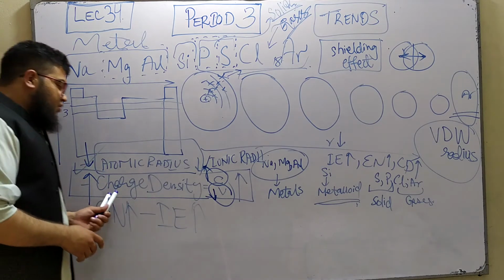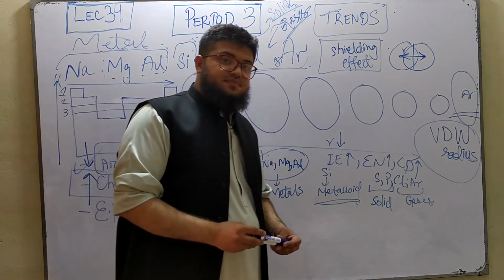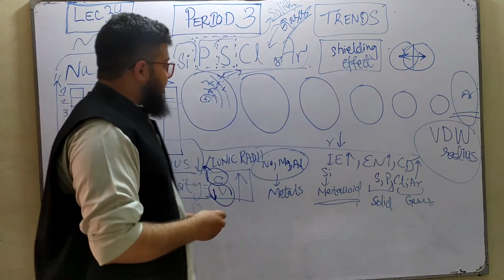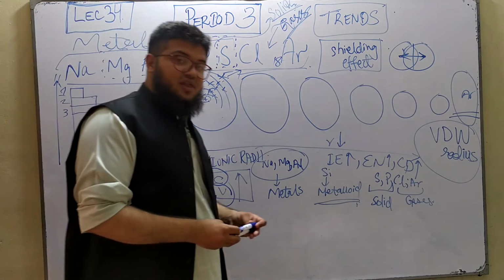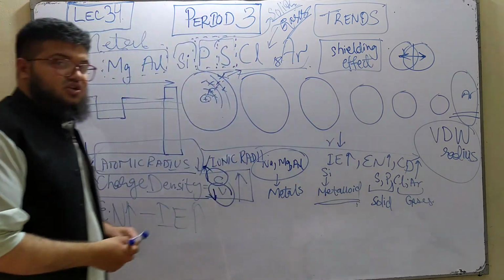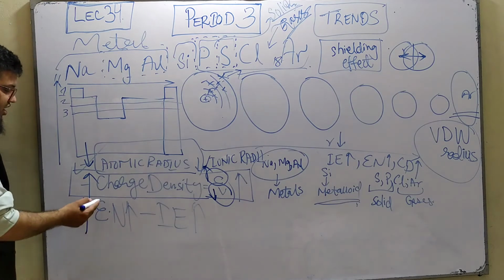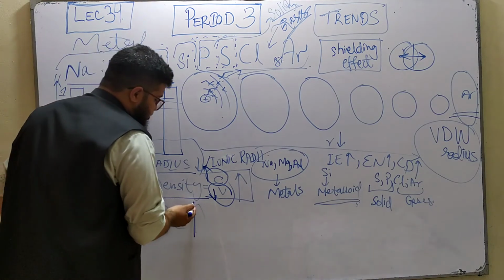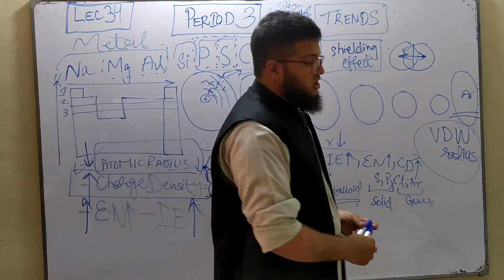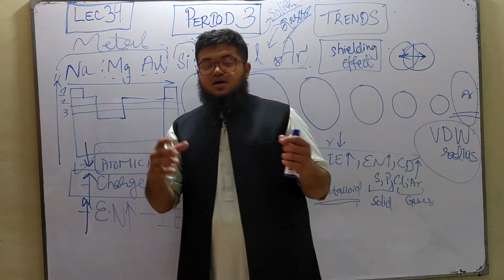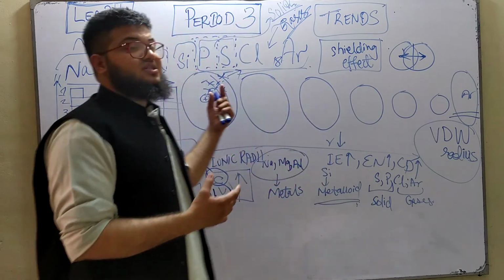Atomic radius was falling, charge density will rise. And remember, what depends upon the charge density? The electronegativity. So electronegativity, which is the relative ability of an atom to attract the bonded pair of electrons towards itself. If the charge density rises, electronegativity will rise as well. And ionization energy will also rise as we go across the period, because remember, ionization energy depends upon the strength by which the outer shell electron is attracted to the nucleus.